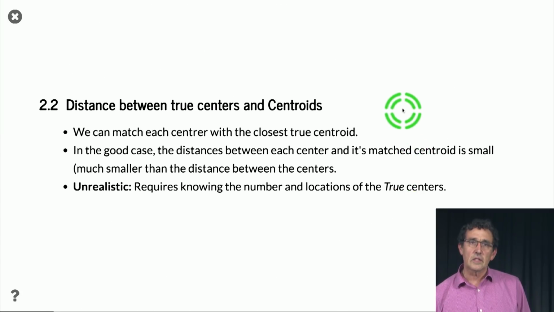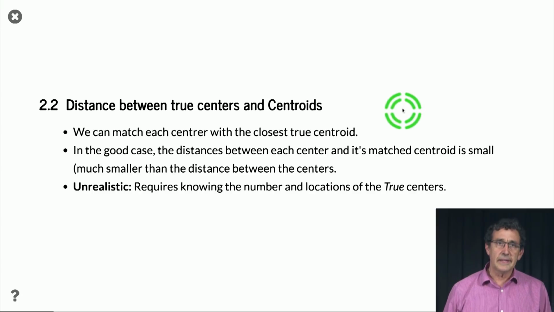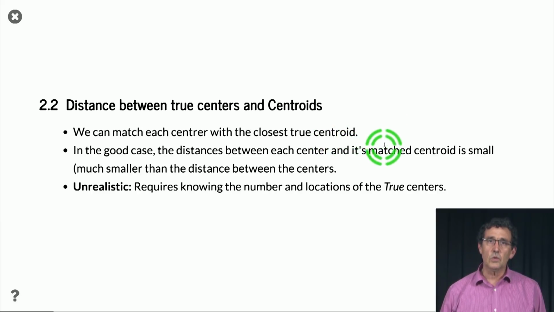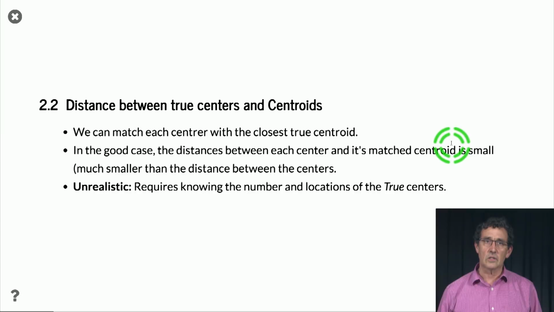Another one that is also equally unrealistic is that we can match each center with the closest true centroid. So in the good case, the distances between each center and the matching centroid are small. Okay, so much smaller than the distances between centers. And that would be a good thing. Again, it's something that we would like to have, but we can usually not directly measure it.